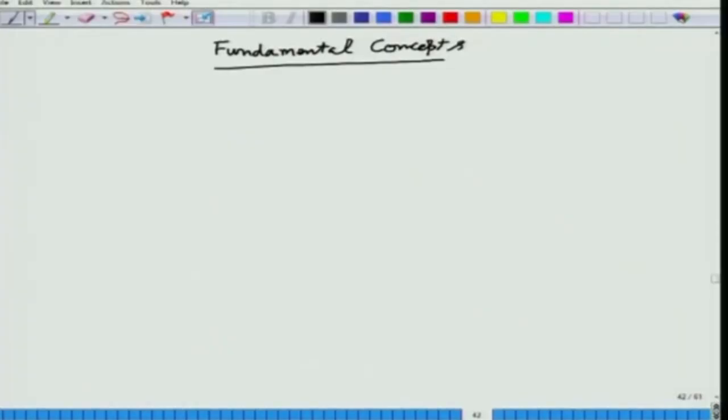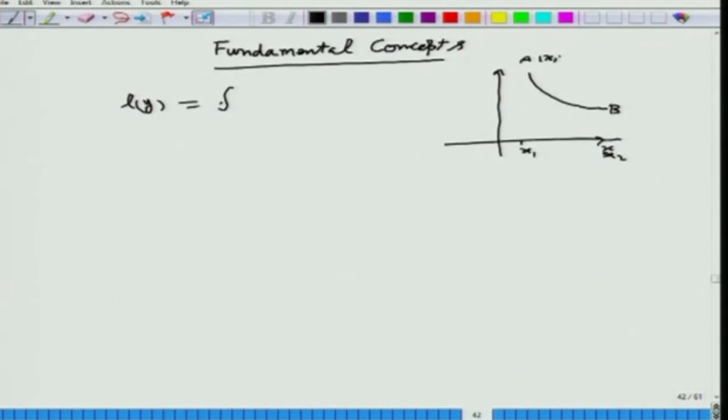The first one is finding the length of a curve. Like you have in the xy plane two points A and B, and a smooth curve joining them. We know that the length of this curve is a functional. Let us say this is the point x1, y1 and this is the point x2, y2.